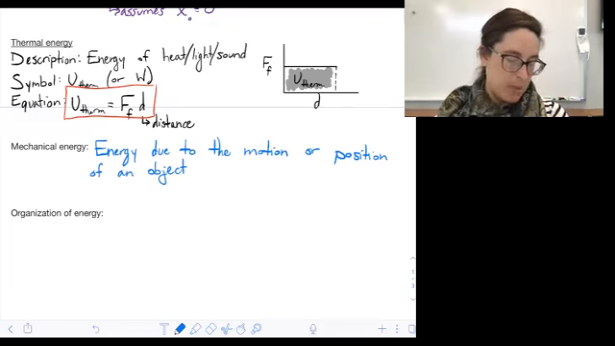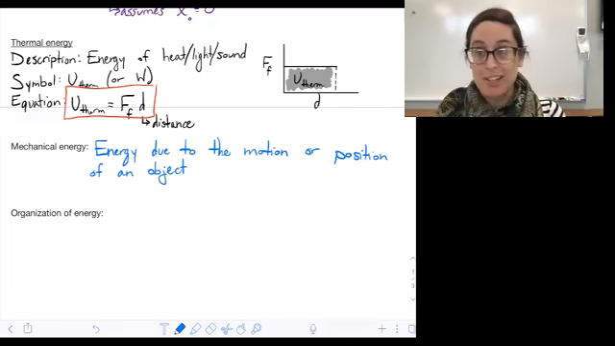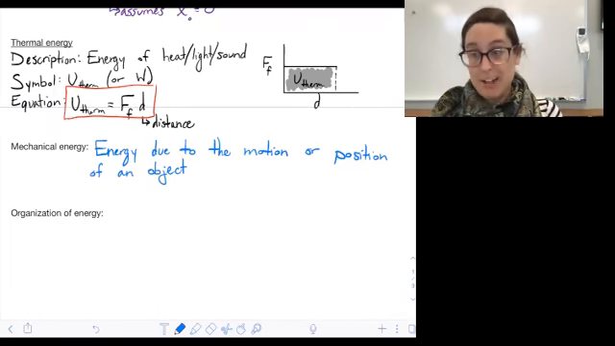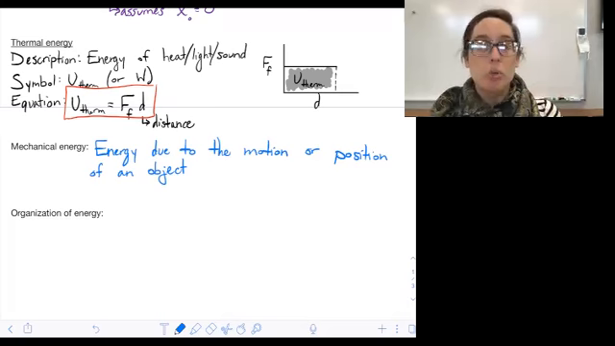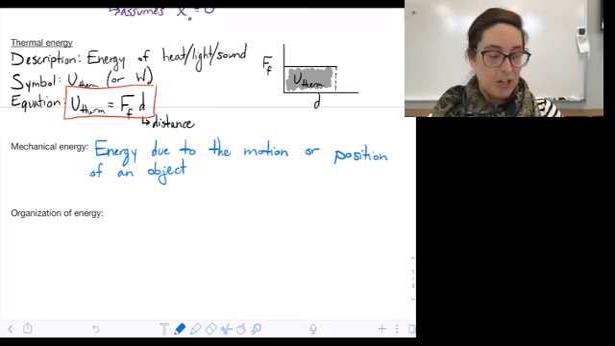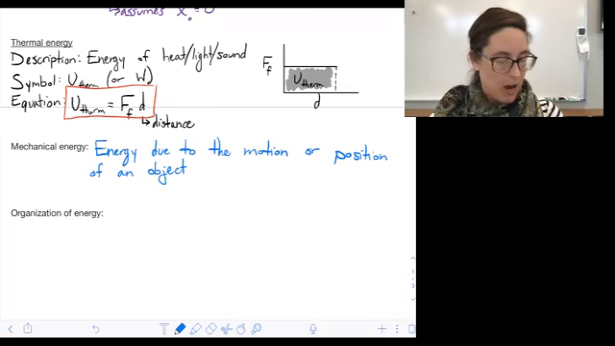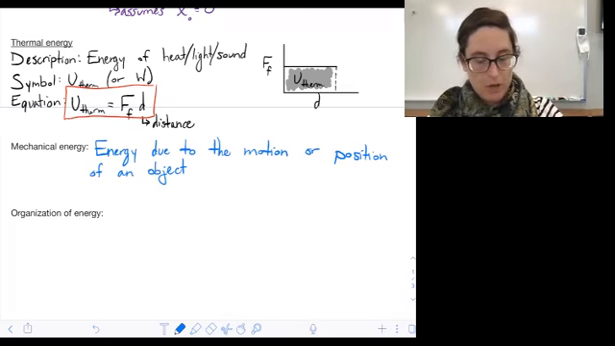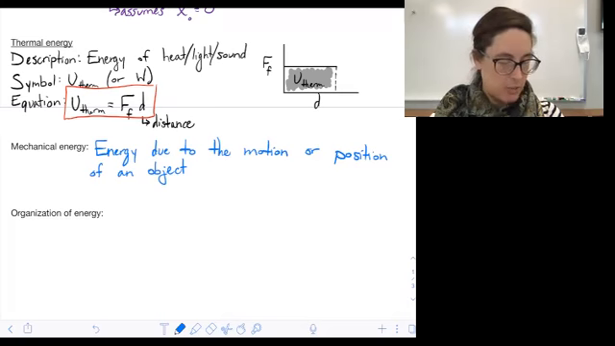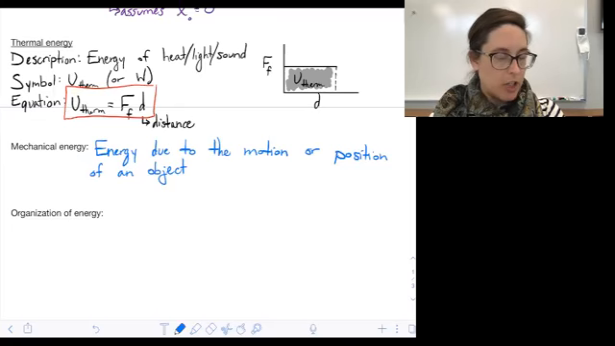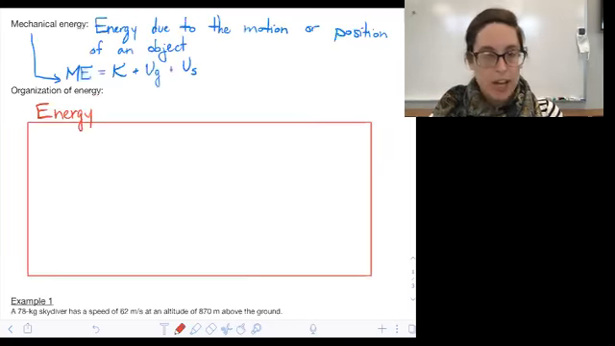Or when they say position of an object, they also could mean position of the ends of the object, meaning deformation of that object. So mechanical energy is almost like a catch-all to refer to the combined kinetic, gravitational, and spring energies. And that's leading us to how you can organize energy for yourself, because these are a lot of terms, and we want to make sure we understand what each of these terms is really trying to say to us. So if we have just energy, as one big category.